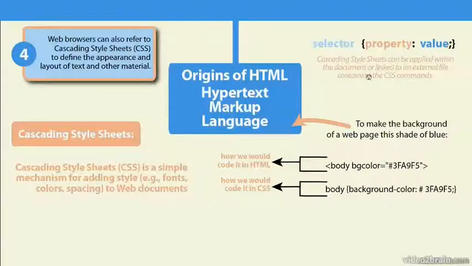Style sheets can be applied to web pages in two different ways. They can be applied within the document itself at the exact spot where they're needed, or a file containing all of the CSS commands can be linked externally to the web page. So for example, to make the background of this web page this beautiful shade of blue, this is what it would look like in HTML code, and this is what it would look like in CSS. Both get us the same end result, we just use different symbols and different coding to get there.